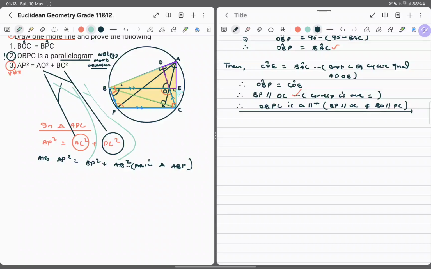And then BE squared and EC gives us that. EC and OE. Oh, here one.